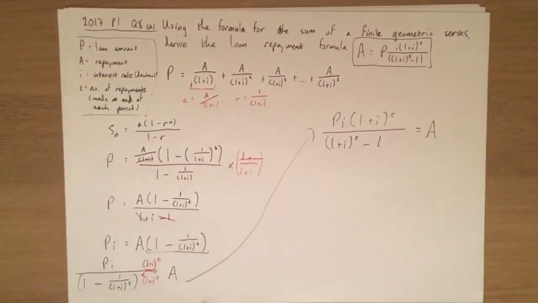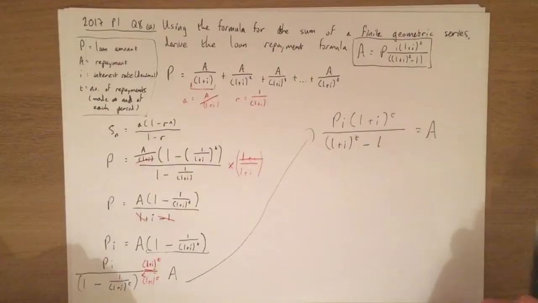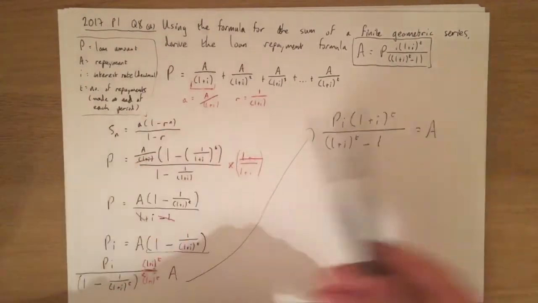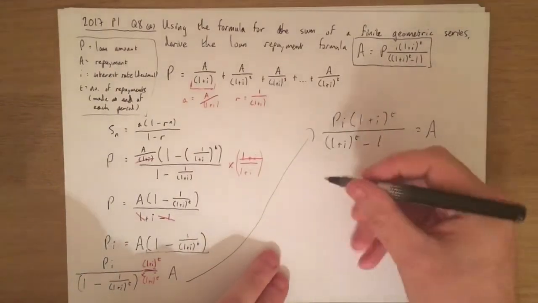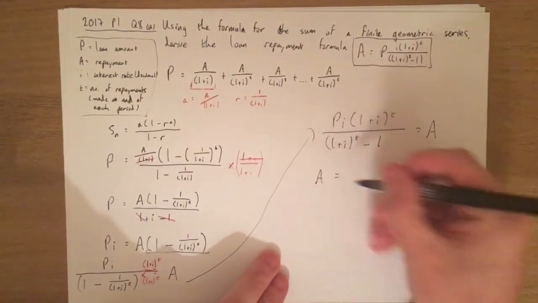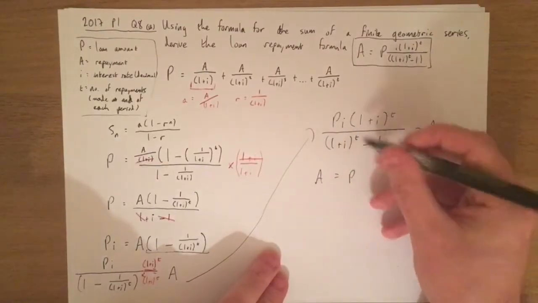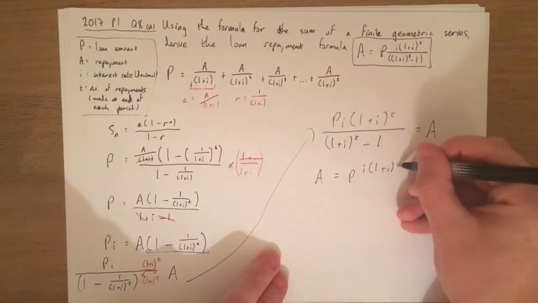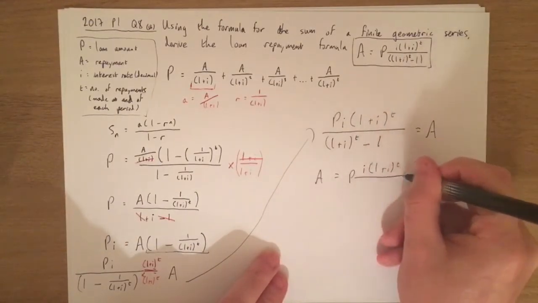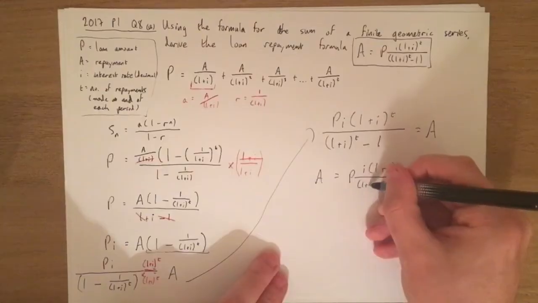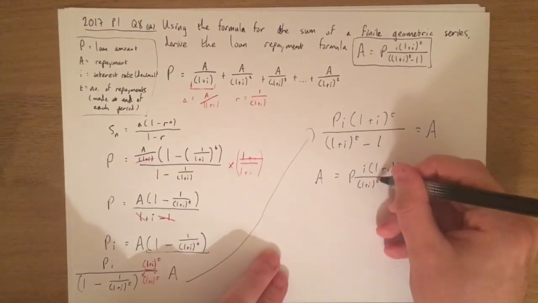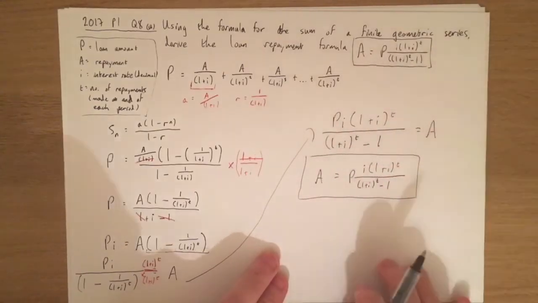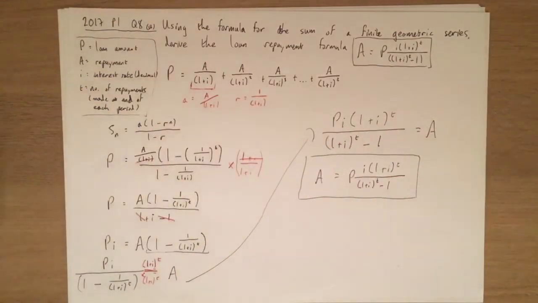A little bit more space there. But that's my formula, so I might just bring the P out in front like it is in the actual formula and kind of swap the sides so it looks exactly like that, but that's my derivation done. A is equal to, bring the P out in front, I on 1 plus I to the t, over 1 plus I to the t minus 1. So that's my derivation done.